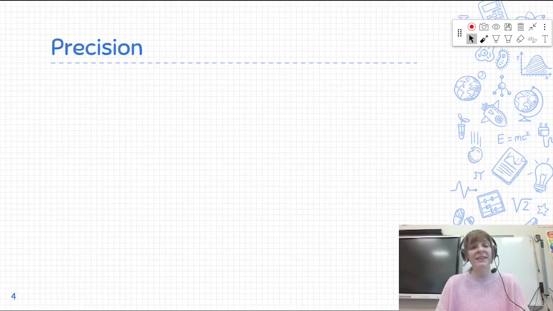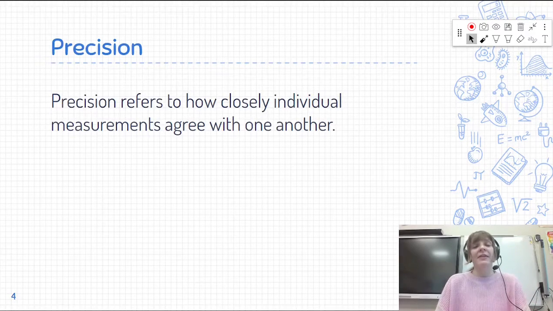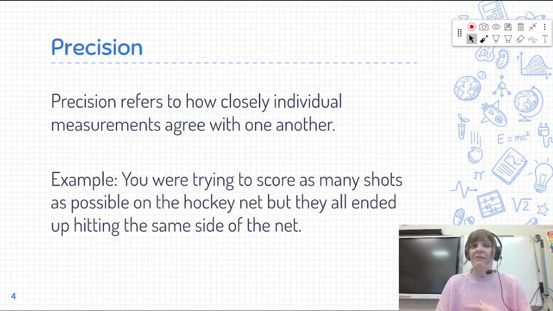When we talk about precision, precision refers to how closely individual measurements agree with one another. So it doesn't necessarily mean that they agree with the true value, but rather that they agree with each other. An example, if we take the same hockey net, if you're aiming at the net, but you always hit the same spot or the same side of the net, that means that you're pretty precise. It doesn't necessarily mean that you're accurate. It doesn't mean that you're reaching your goal, but you're very precise.